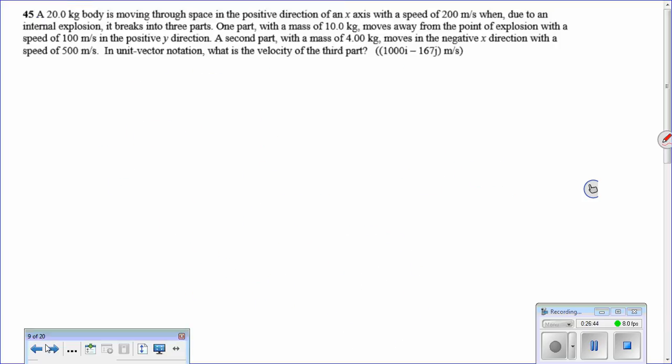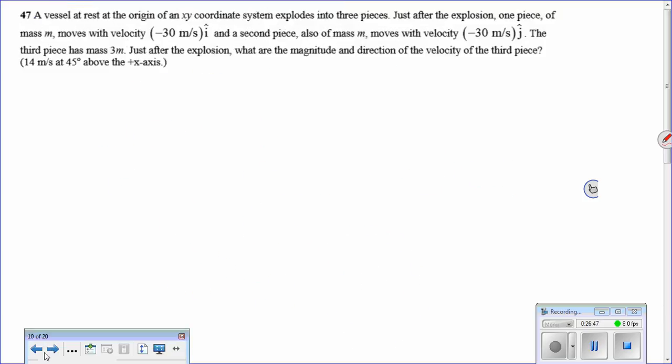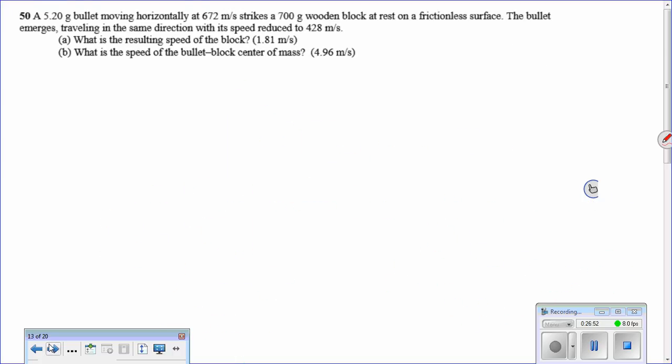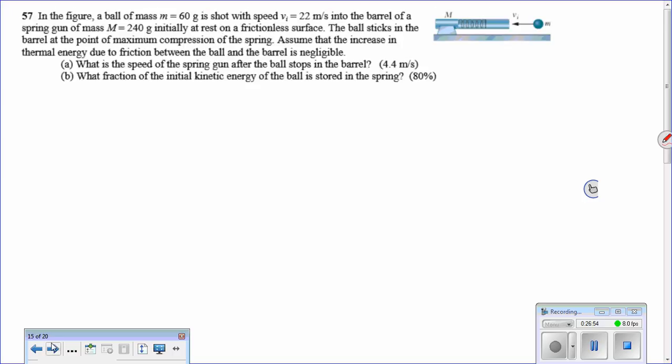All right, 57. Come on, computer, work. 57, where are you? There it is. All right. So we've got this ball that's being fired into a barrel of a spring gun. It's initially at rest, so we're going to have a collision here. The ball sticks in the barrel at the point of maximum compression of the spring. Assume the increase in thermal energy due to friction between the ball and the barrel is negligible. A, what was the speed of the spring gun after the ball stops in the barrel?